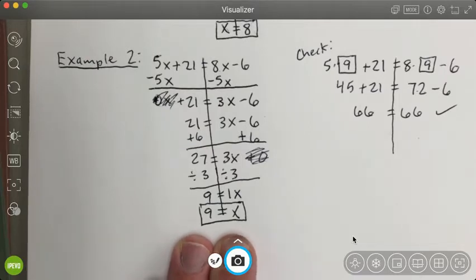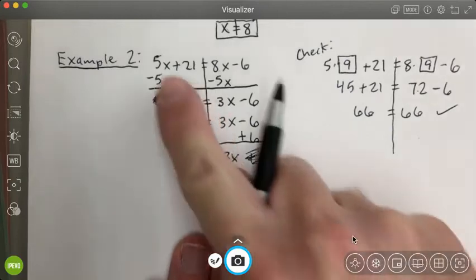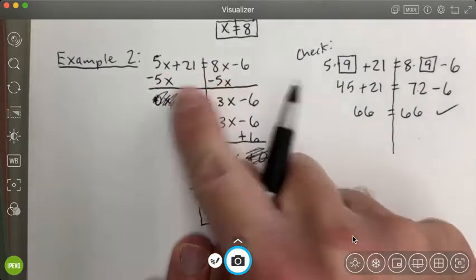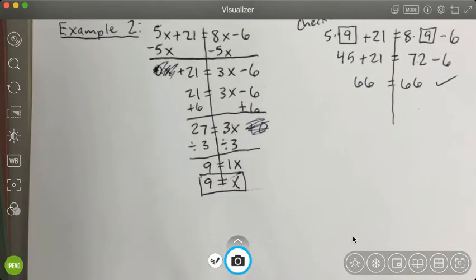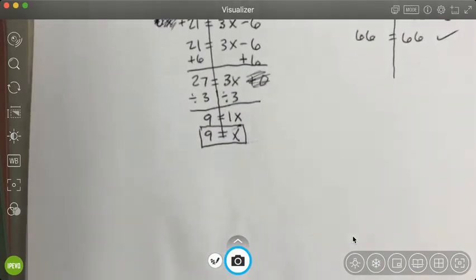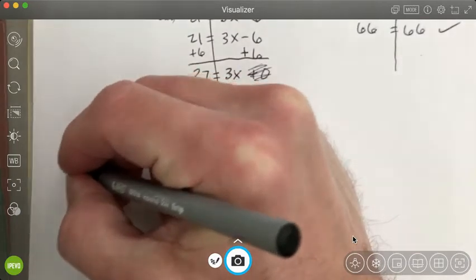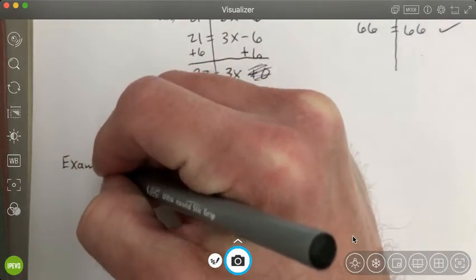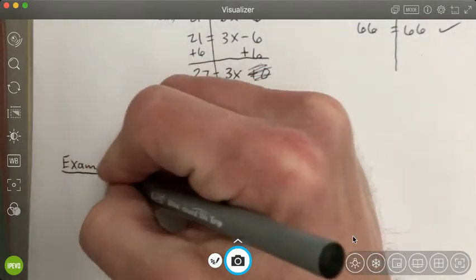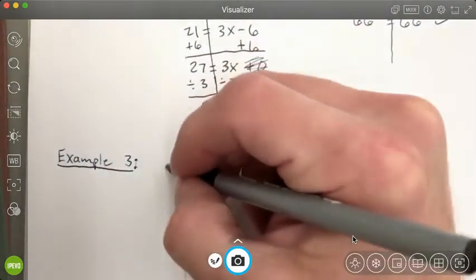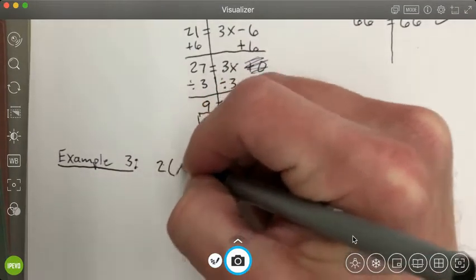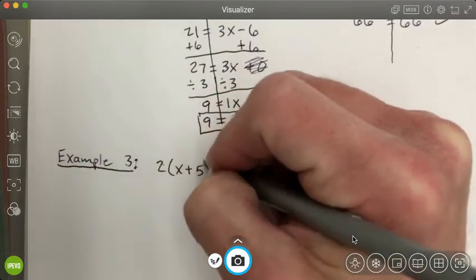So all we're doing is saying, as long as I do something to one side and stay true to my like terms, everything's going to end up working out. All right, I'm going to give you one last example. And this one's a little bit unique because I might actually have to use my simplification skills before I can do anything else.